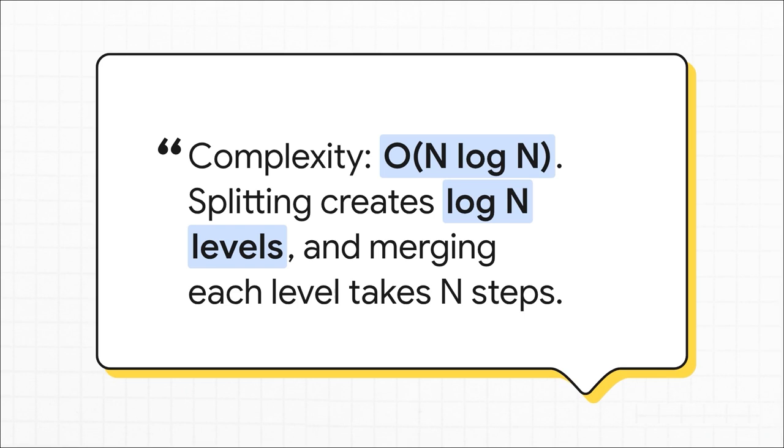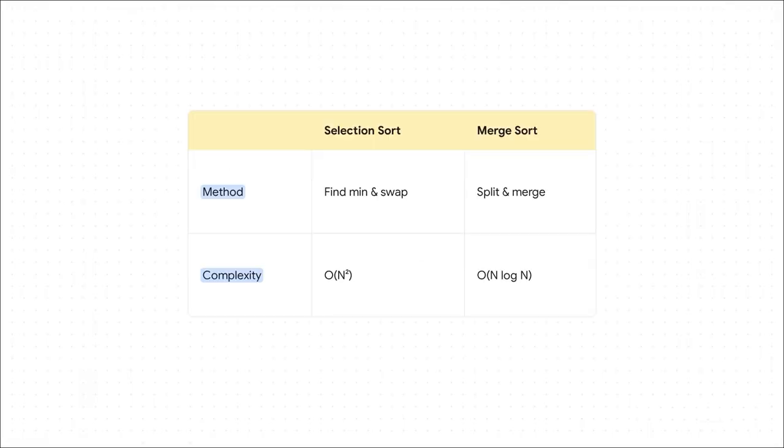This divide and conquer approach gives us a much better growth trend. We're talking O(n log n). And trust me, when you're dealing with huge amounts of data, the difference between O(n squared) and O(n log n), it's just night and day. It's unbelievably faster. So here's the side-by-side comparison.